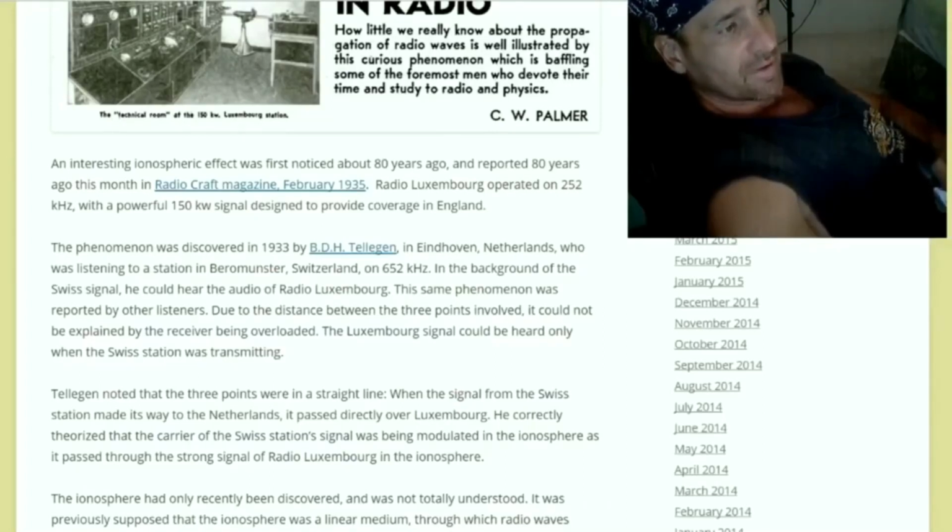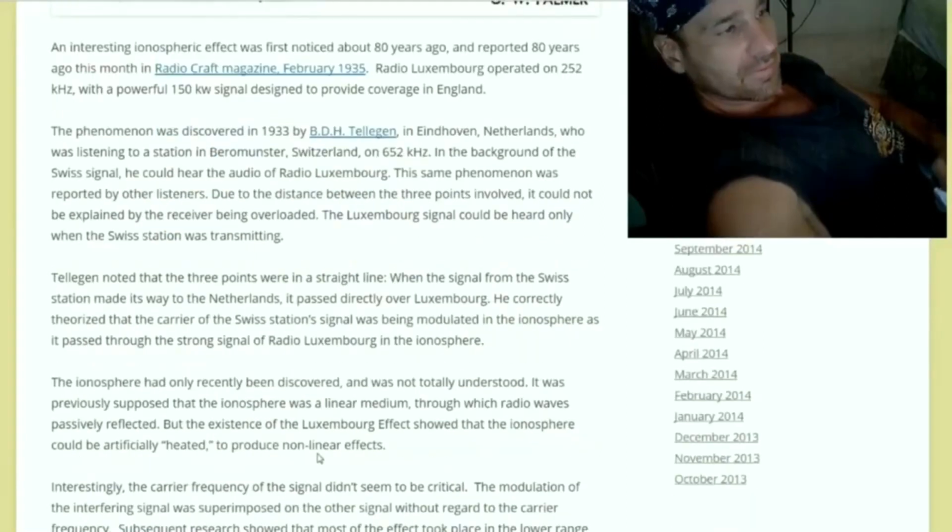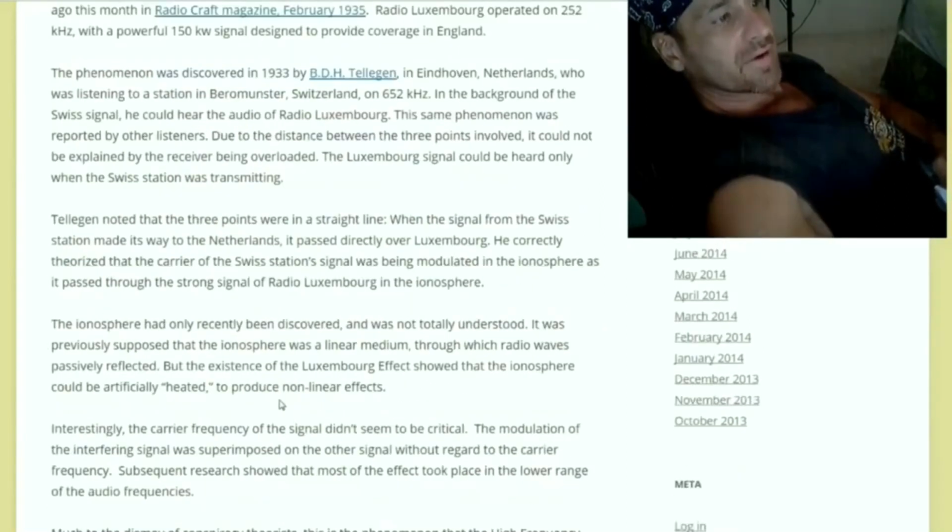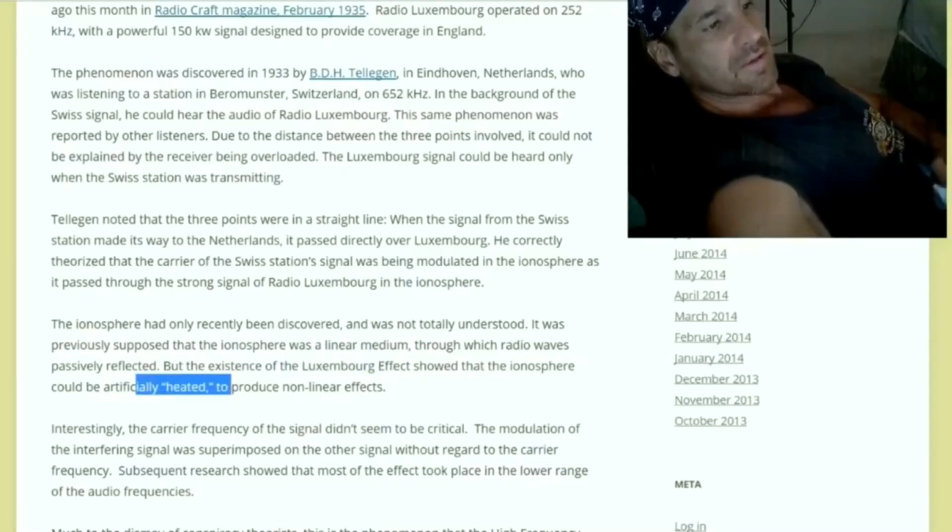He correctly theorized that the carrier of the Swiss station signal was being modulated in the ionosphere as it passed through the strong signal of Radio Luxembourg in the ionosphere. The ionosphere had only recently been discovered and was not totally understood. It was previously supported that the ionosphere was a linear medium through which radio waves passively reflected. But the existence of the Luxembourg effect showed that the ionosphere could be artificially heated to produce non-linear effects.